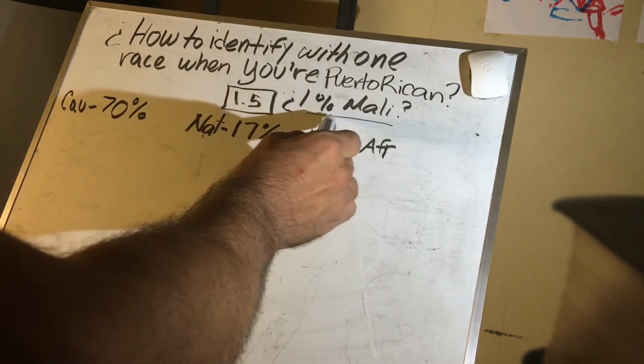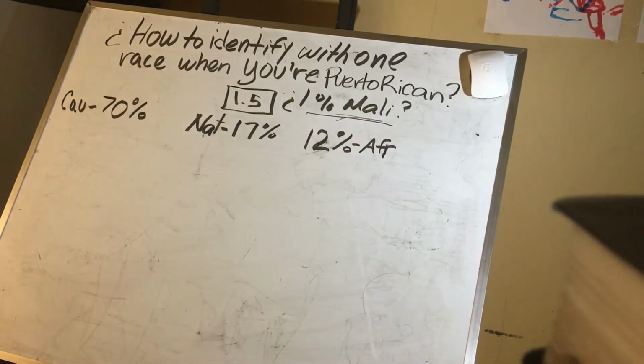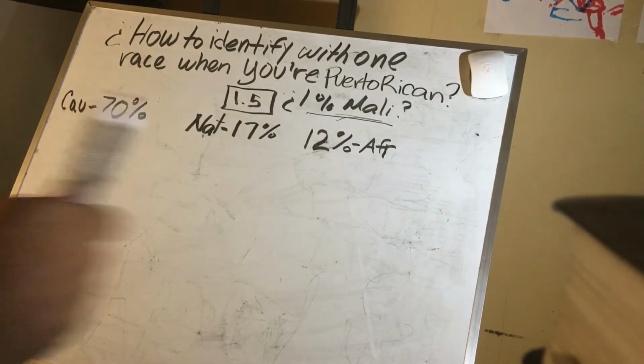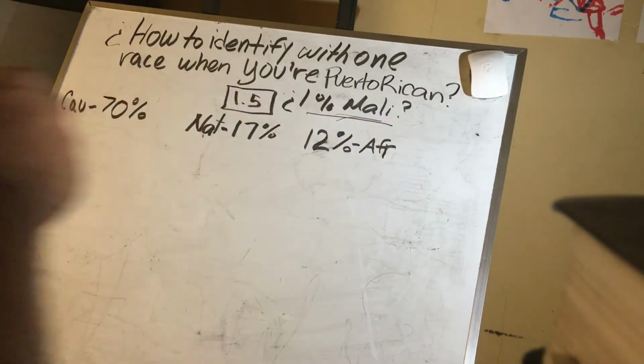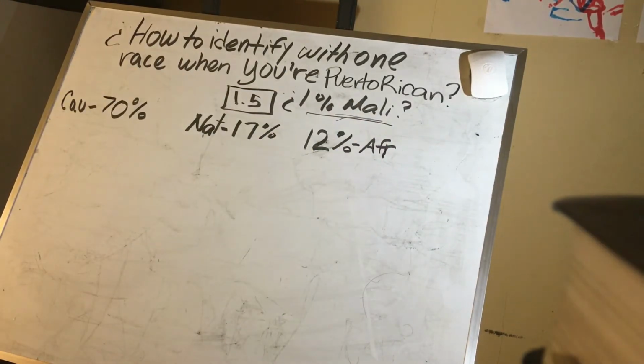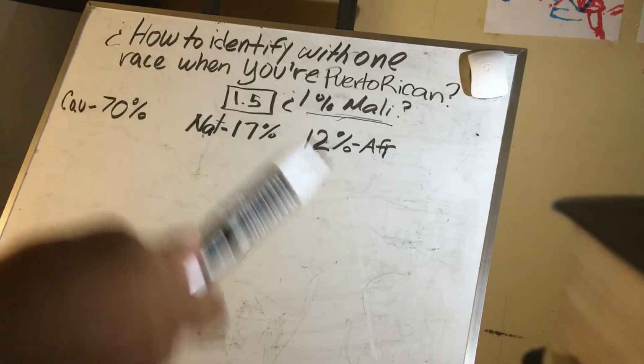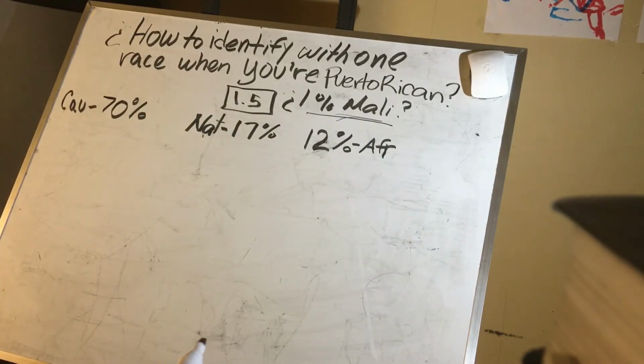So if you want to help me, leave it down below in the comments. What is your analysis? Does Ancestry DNA mean by 1% Mali the country of Mali, or do they mean the Tuareg people of the Maghreb who are Caucasian? But I will leave that for debate.